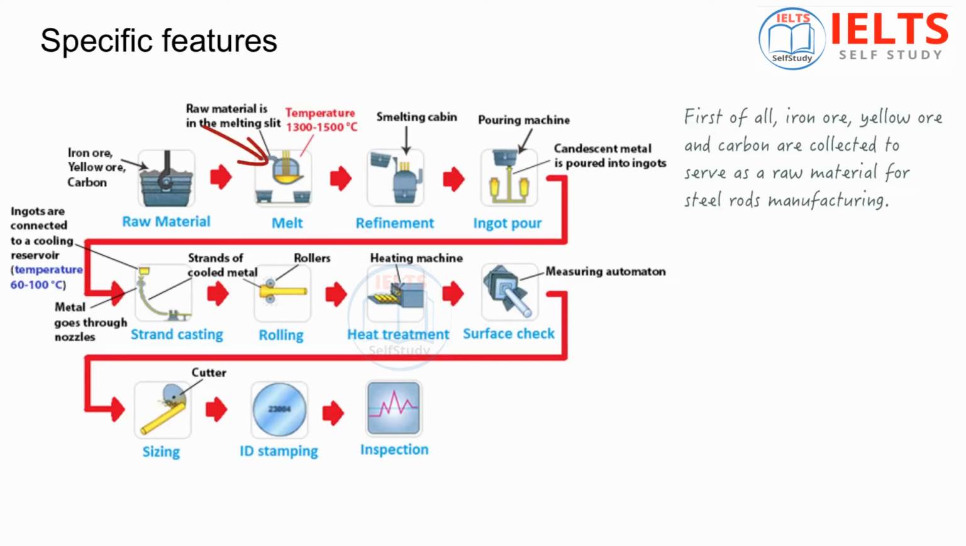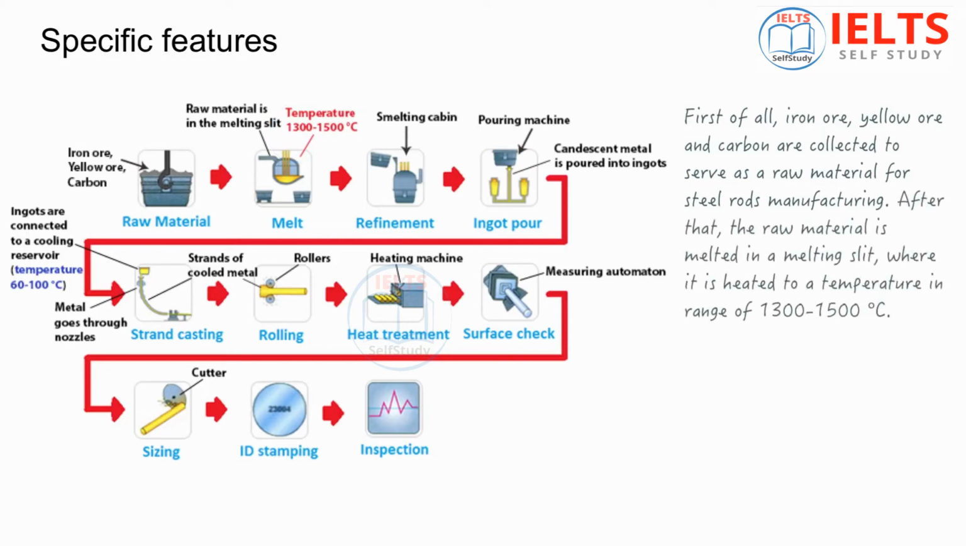We can see that the picture illustrates a container with a white hot metal. One arrow points to the container, saying, "Raw material is in the melting slit." The other arrow indicates the temperature range. I used all this information to describe this stage of the process. After that, the raw material is melted in a melting slit, where it is heated to a temperature in the range of 1300–1500 degrees Celsius.